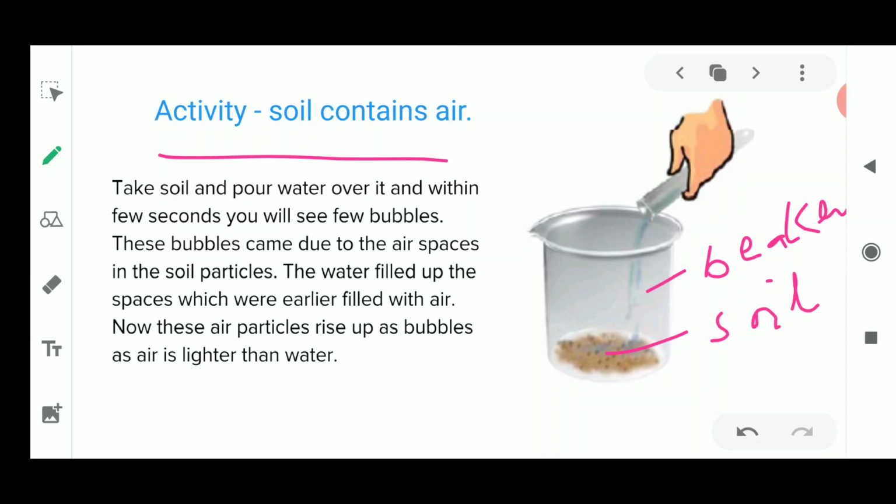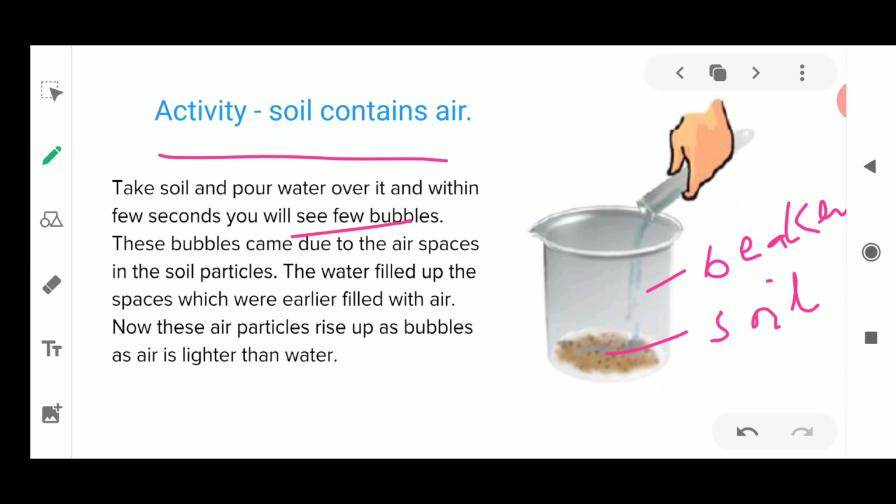First, to start this activity, you have to take some soil in a beaker and pour some water over it. It's very easy. You could take the soil in any container, but a beaker is very easy to get, and it is easy for the experiment to be done and you can see the results very clearly. Now once you pour the water on these soil particles, what happens? After some time you will see that a few bubbles are coming out.